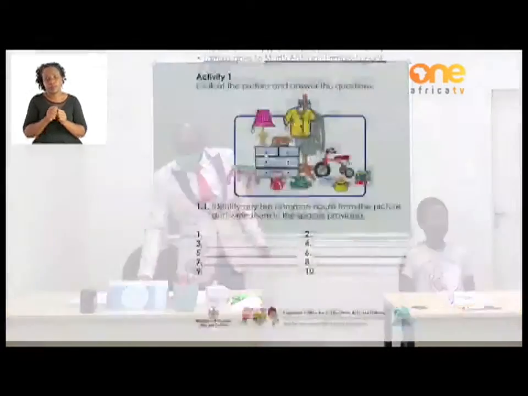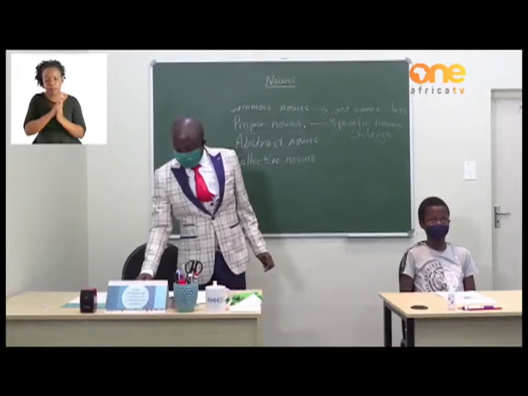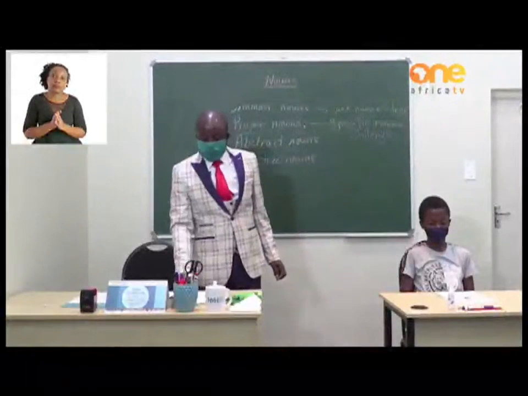For example, a common noun from the picture is a tricycle. Can you see a tricycle? And there is also a pair of shoes in the picture. Those are common nouns. So I want you to complete from number 3 to number 10, writing those common nouns which you can see. Right, let us turn to page 5.